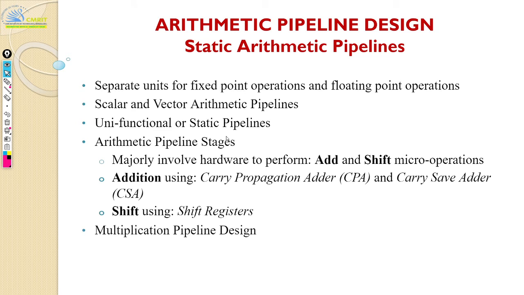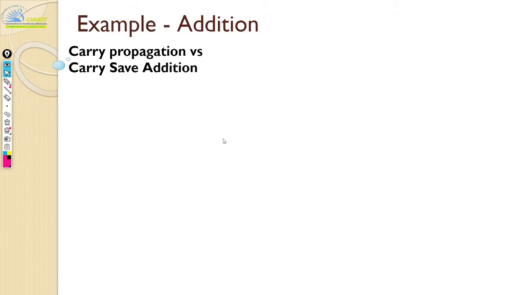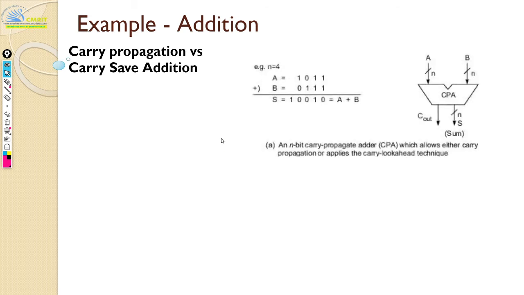So we'll just look at how to do a multiplication in a pipeline. Okay, so we are going to multiply two 8-bit numbers, and as Rachana confirmed, it's going to be a 16-bit product using CSA and CPA Wallace tree. Okay, so we'll see how this is done. Now let's first have the distinction between what a carry propagation is versus carry save addition. Carry propagation is something that we are all familiar with, and that is how we do addition even today, right? When you want to add numbers, you do it this way.